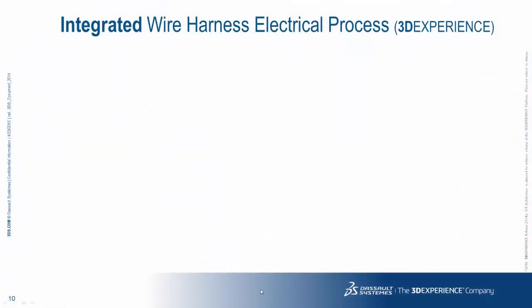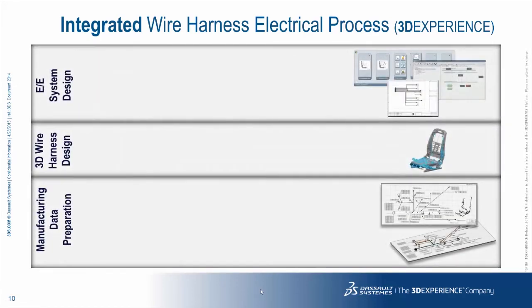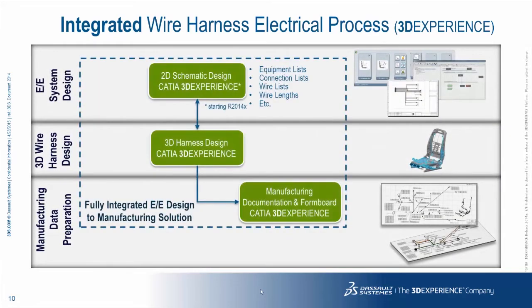Our strategic approach is to go beyond 3D design and manufacturing. We have implemented 2D schematic design tools very tightly integrated with the 3D wire harness design application to provide the complete process coming from schematic, going through the 3D harness design, to the fully integrated manufacturing solution available on the 3DEXPERIENCE platform.